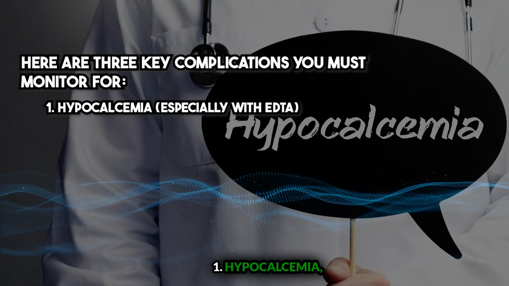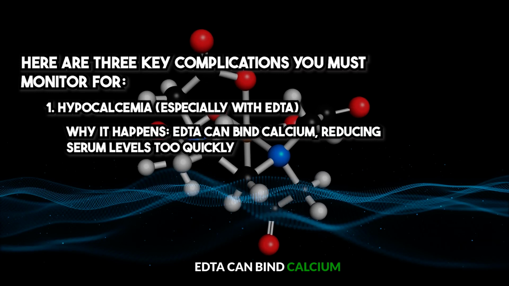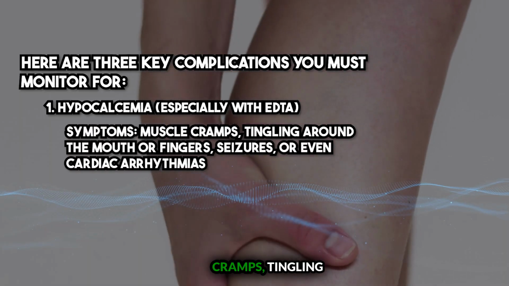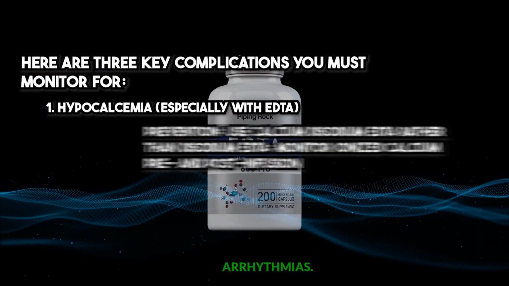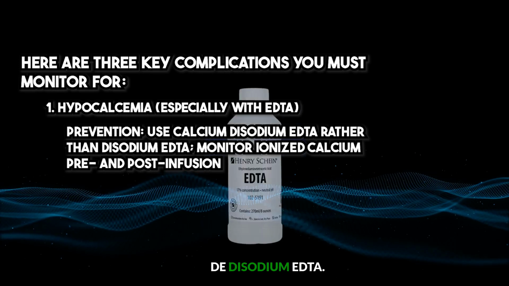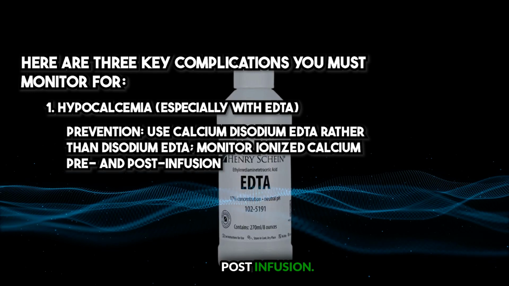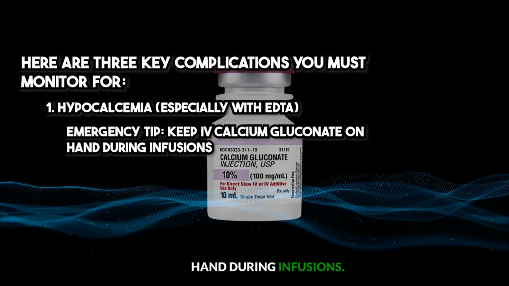1. Hypocalcemia, especially with EDTA. Why it happens: EDTA can bind calcium, reducing serum levels too quickly. Symptoms: muscle cramps, tingling around the mouth or fingers, seizures, or even cardiac arrhythmias. Prevention: use calcium disodium EDTA rather than disodium EDTA. Monitor ionized calcium pre and post infusion. Emergency tip: keep IV calcium gluconate on hand during infusions.